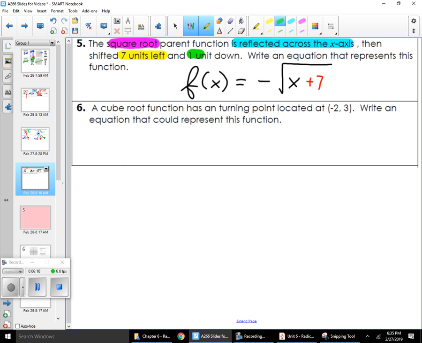And then last but not least, 1 unit down. That's a k value. That's a minus 1 on the outside of the radical. So that takes care of number 5.